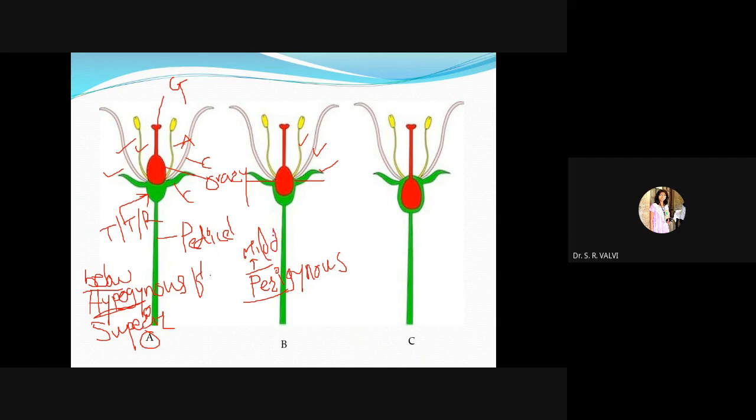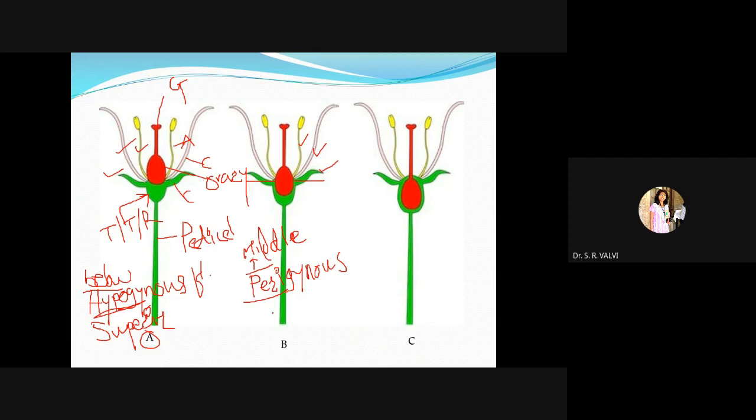Sorry, with the help of this mouse, I am writing this. So please consider these mistakes. So peri means middle. From the middle of the ovary, the rest of these floral whorls arise.